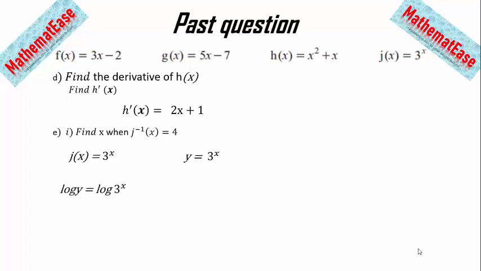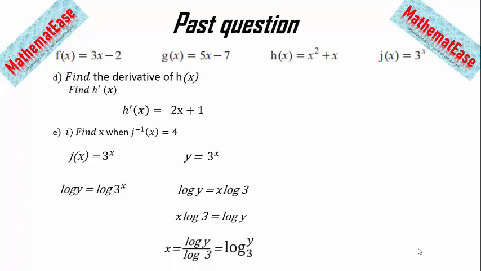Now in logarithm, you need the idea of logarithm here. When there's a log of something raised to power something, that power will go to the front of the logarithm. Like in this case, log y is equal to x log 3. Remember that I want to make x the subject, so I can say x log 3 is equal to log y. Now we divide both sides by log 3. So x will be equal to log y over log 3. And log y over log 3 is equivalent to log y base 3. Therefore, j inverse of x will now be equal to log x base 3.